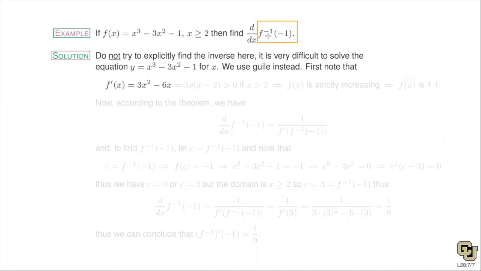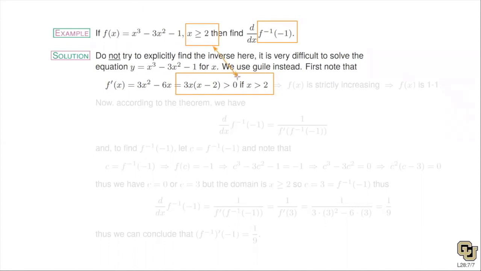So let me just make one comment here. You don't have to do this, but for a mathematically complete presentation, I also proved the function was 1-to-1. How did I do that? I took the derivative and I factored it out and I showed that the derivative is always positive if x is greater than 2. And that's the domain restriction here.